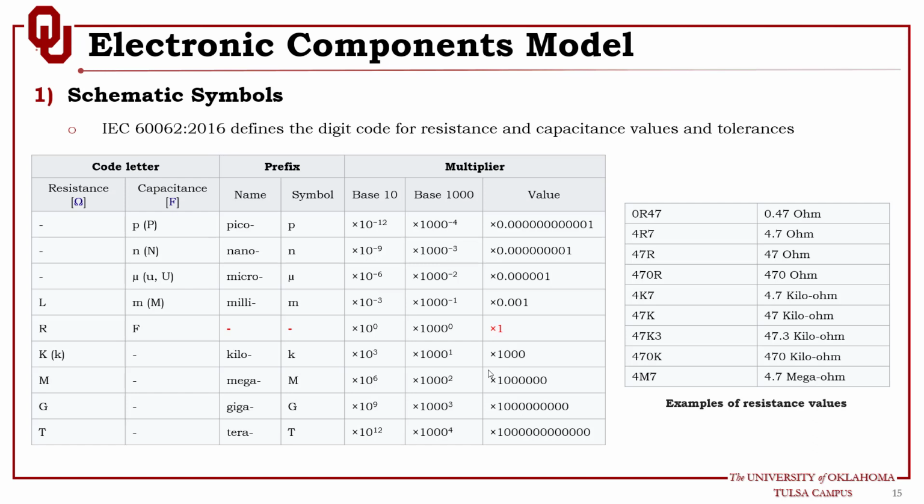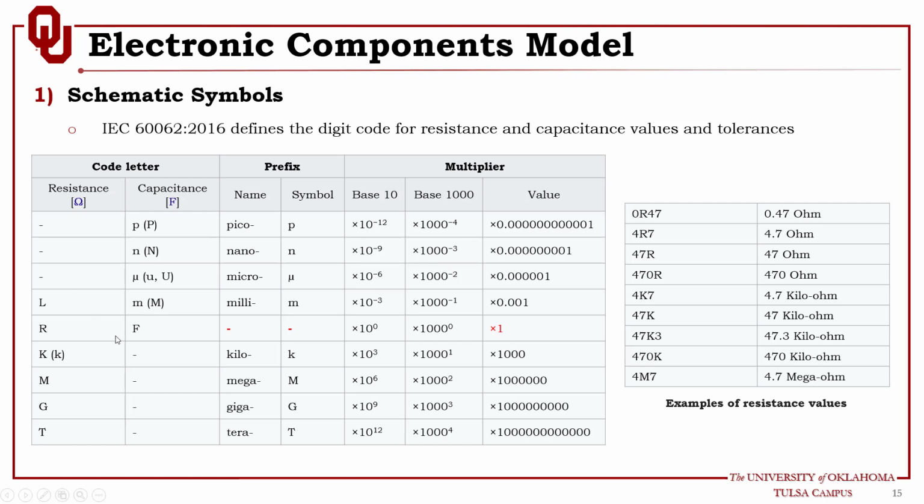The standard not only defines the shape of the symbol, but also defines the naming scheme, numbering, and coding for these components, how they should be coded and how they should be noted. So if you take a look in here, this is a resistor, this is a capacitor, this is just an example. Let's start with the resistor.